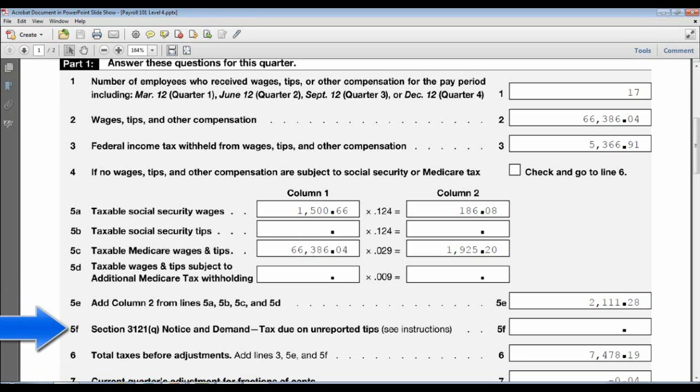Okay, let's look at line 5F. This line is to enter tax due from a Section 3121(q) notice and demand. The IRS issues notice and demand to advise an employer of the amount of tips received by employees who failed to report or underreported tips. So most entities, again, would not use this line.